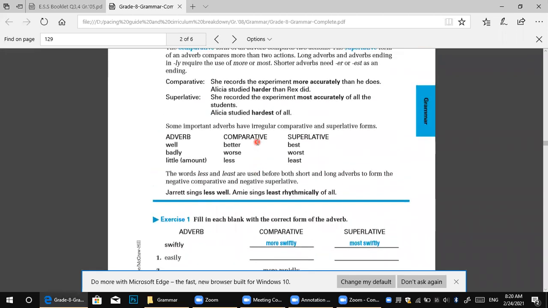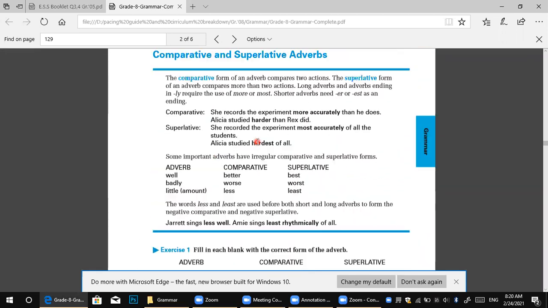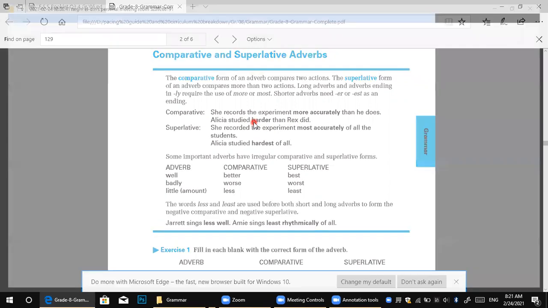Look here. Elisa studied harder than Rex did. Here, harder modifies what? It modifies the verb. Elisa studied harder. Why does it describe the verb? Because harder is an adverb.